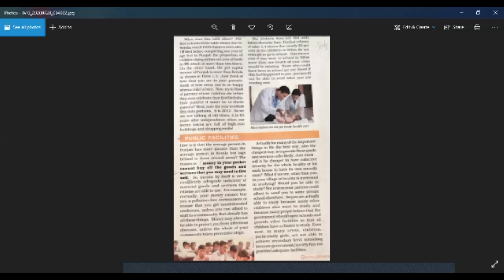The first column of the table shows that in Kerala, out of 1,000 children born, 13. Let me check in the book. I'm not able to read it, it is not readable. I'm checking in the book. Here it is. The first column of the table shows that in Kerala, out of 1,000 children born, 10 died. यहाँ पे 10 आएगा instead of 13. We have to make it 10. 10 died before completing 1 year of age.